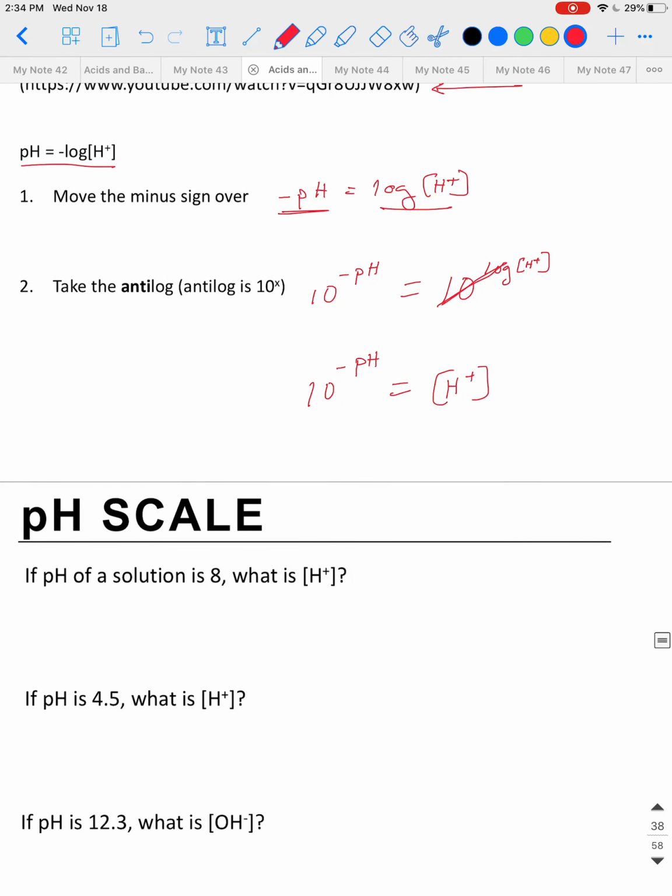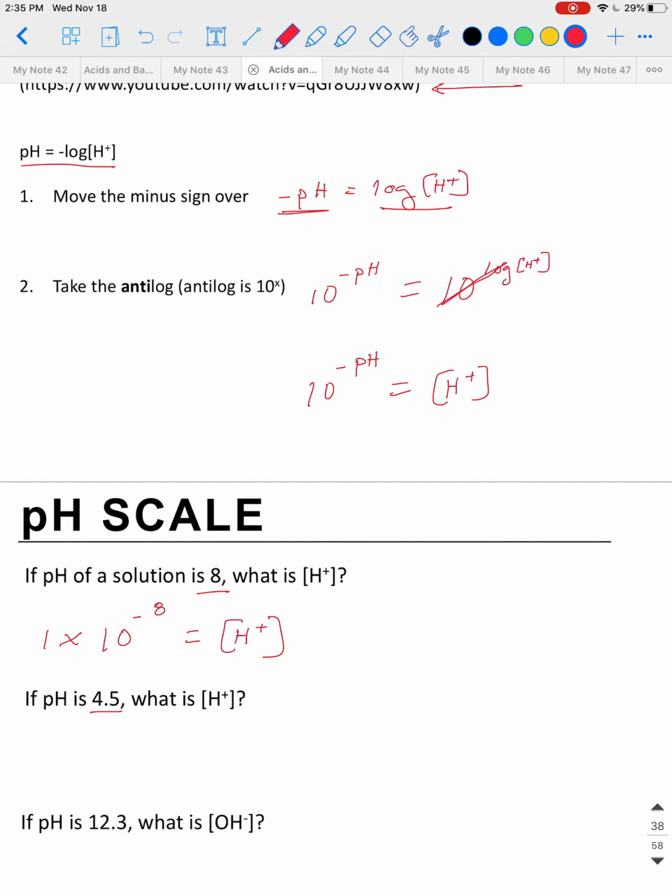Grab your calculator. If pH is 8, what is the concentration of H+? We will do 10 to the negative 8, and what you should get, since the base number is 1, is 1 times 10 to the negative 8. That is your concentration of H+. And if pH is 4.5, this is nice when pH has no decimals. When it's a whole number, it's very simple. You really don't have to do a whole lot of calculating.